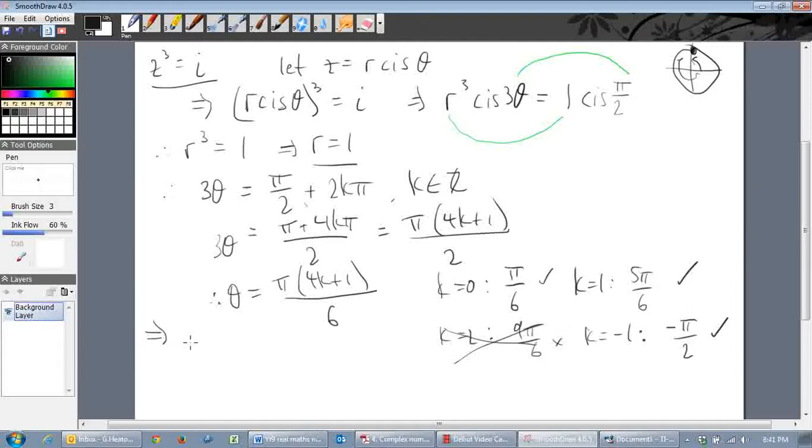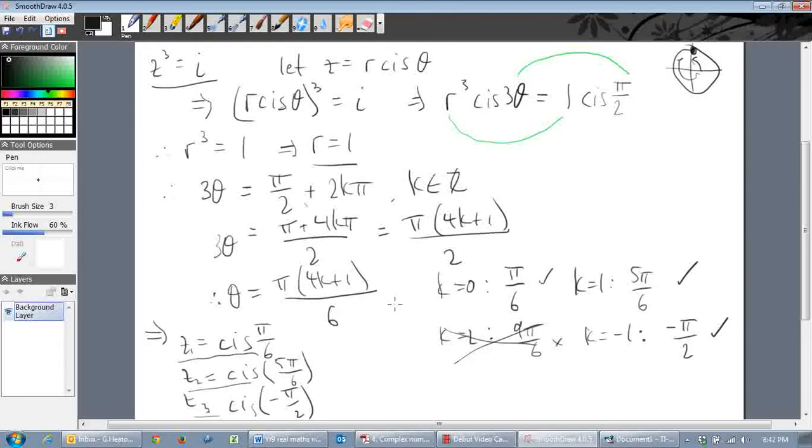So what are our 3 solutions? Now remember we've got r cis theta. So z1 is equal to cis pi on 6 as our first solution. I'll just say 1, 2 and 3, there are 3 solutions. z2 is cis 5 pi on 6, and the third solution is cis negative pi on 2. There are 3 solutions, and they're all modulus 1, so there's a 1 sitting in front, but we don't bother writing those, obviously. Okay, so there are 3 solutions, and there you go.